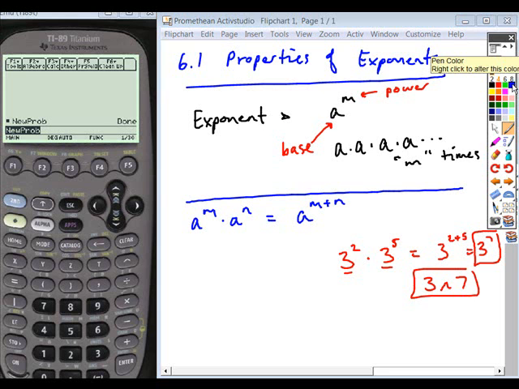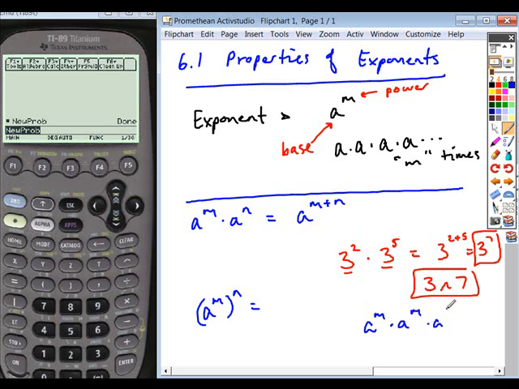The next property to be aware of is if you take a power to a power. Anytime you're taking a power to a power, realize what the powers represent. It just means repeated multiplication. So this is really saying you're taking a to the m times a to the m times a to the m, n number of times.